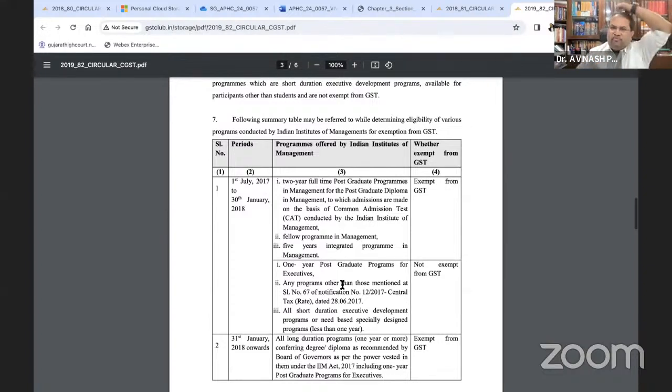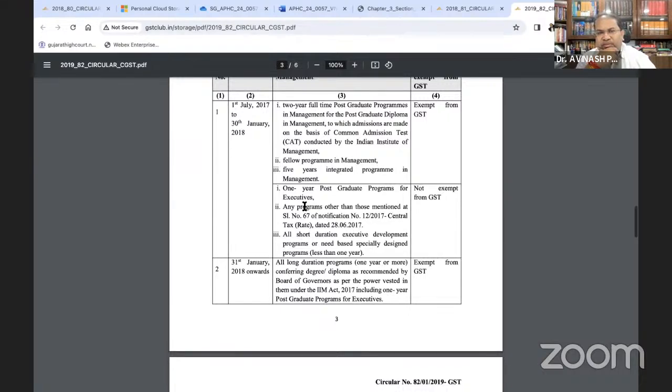Following summary table may be referred to while determining eligibility of various programs conducted by Indian Institute of Management for exemption from GST. 1st July 2017 to 30th January 2018. For this period, these were the programs that we have already read above. The three programs earlier, and then the second part of the table.